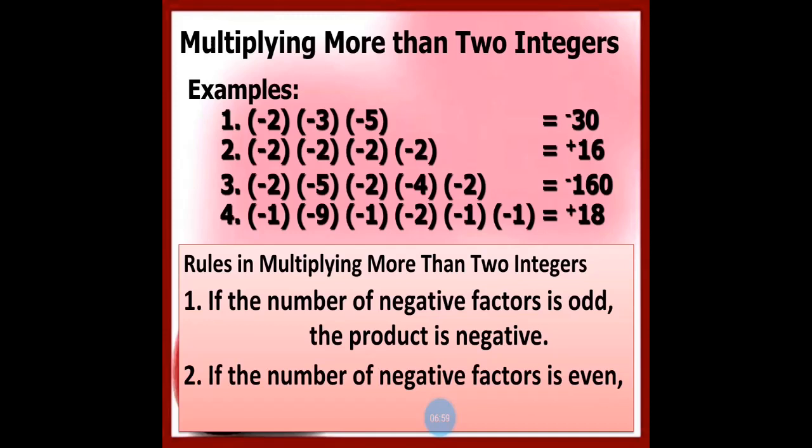Next, if the number of negative factors is even, then the product is positive. So if we have negative factors and the number of negative factors is even, then the product is positive. For example, number 2. How many negative 2s do we have there? 4. And 4 is an even number. Therefore, the product is positive. Okay. Next.